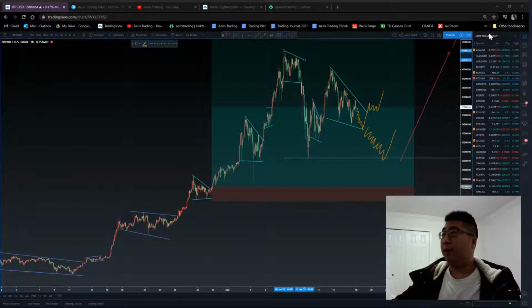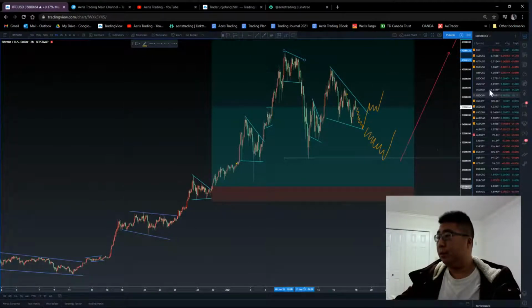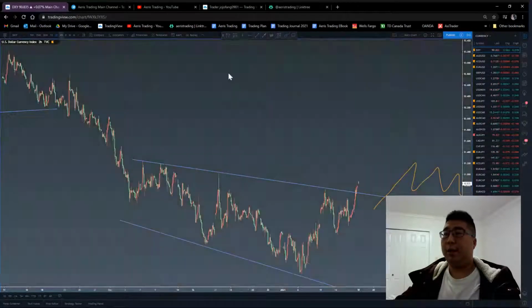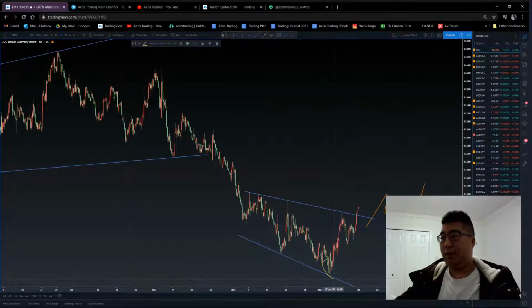DXY, sure. So DXY here, I talked about this last week or 2 weeks ago. I want to see the bullish breakout, right? Which is kind of what's happening now.